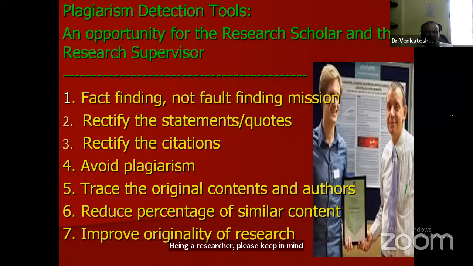See, a plagiarism detection tool is an opportunity for the research scholar and the research supervisor, a fact-finding, not fault-finding mission. Rectify the statements and quotes, rectify the citations, avoid plagiarism, trace the original contents and authors, reduce the percentage of similar content, improve the originality of research.